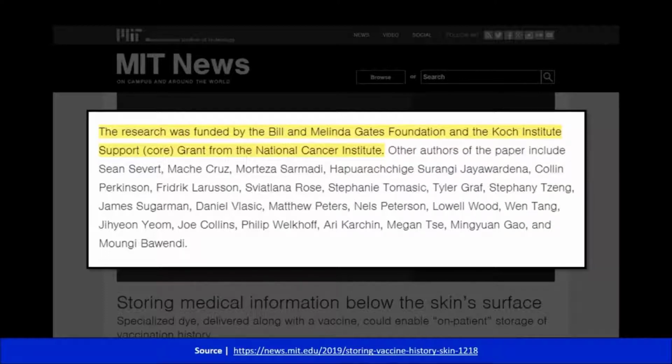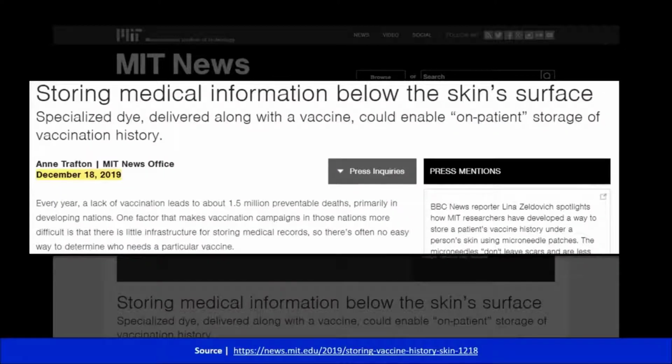Innovative. It's very innovative. Storing medical information below the skin surface. When did they release this? December 18th, 2019. Oh, very interesting. So MIT releases their publication to let you know just before this pandemic breaks out that they've got this new deployment system to give you your vaccines.